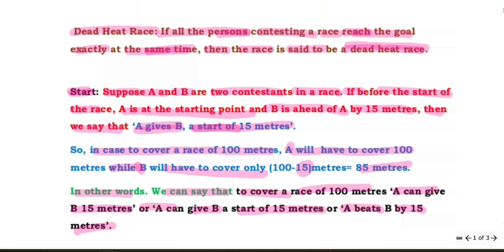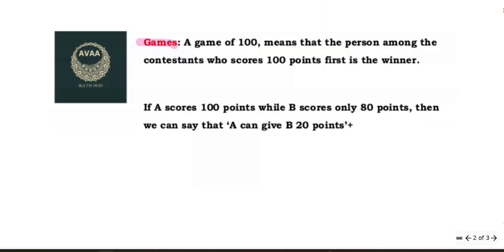So these are the verbal sentences, the wordings which we come across very often in our questions. A beats B means A is leading over B by 15 meters, or A can give B a start of 15 meters. Those are the wordings which we have to remember always to do the problems. Next one, games. What does it mean? A game of 100 means that the person among the contestants who scores 100 points first is the winner.